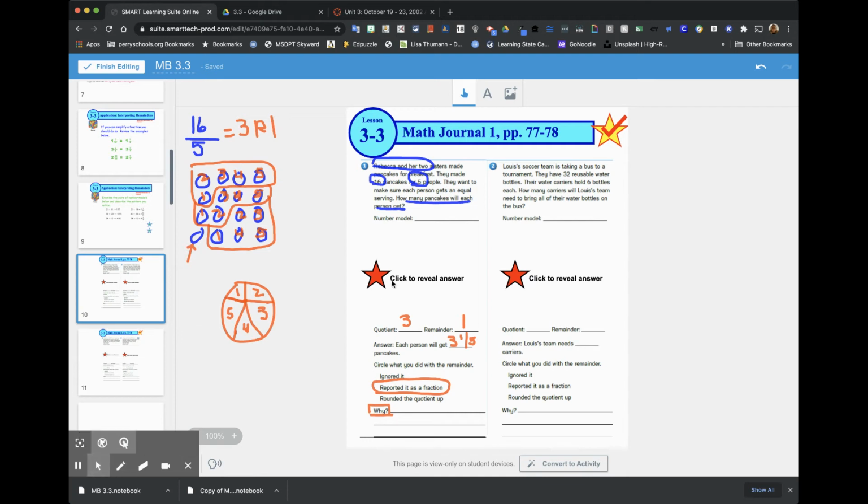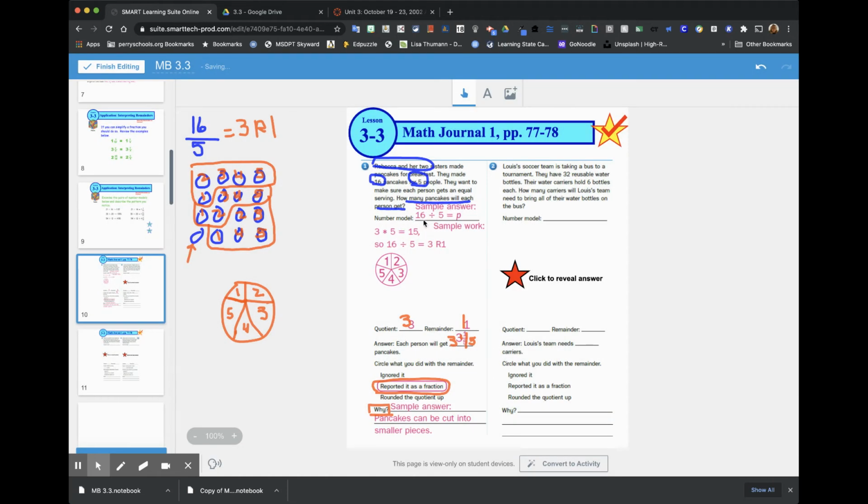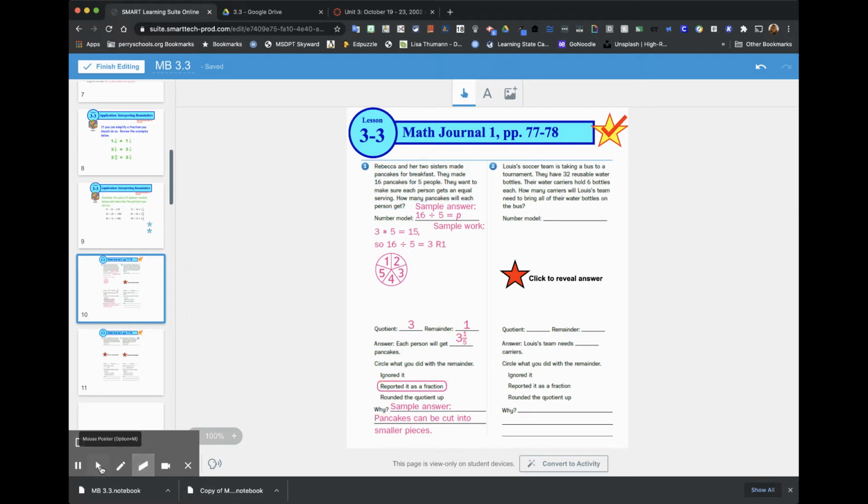So let's click and see what they said. Check my work here. So again, the number model is 16 divided by 5 equals P for pancake. Here's their thinking. They know 3 times 5 is 15. And I kind of did that here with my picture. And so 16 divided by 5 would be 3, remainder 1. And then you can see their leftover pancake. Let me clear out my ink here. And you can see that they had 3, remainder 1, 3 and 1/5. And pancakes can be cut into smaller pieces.